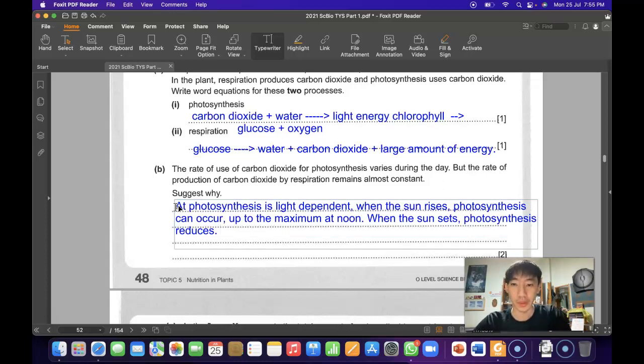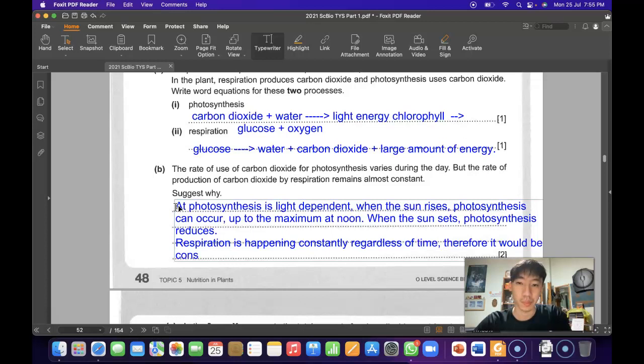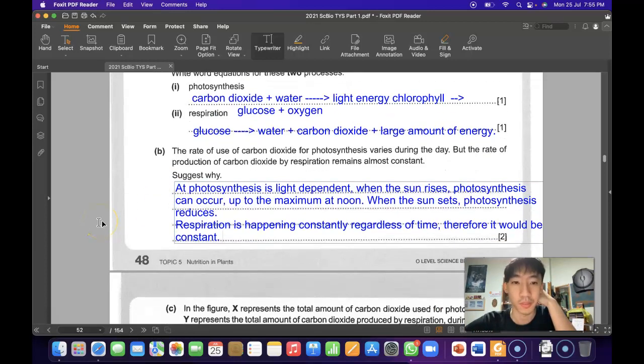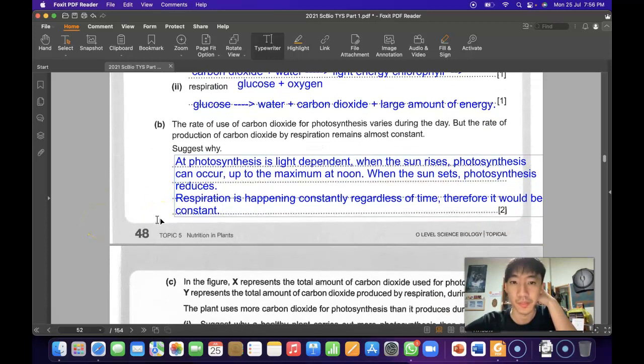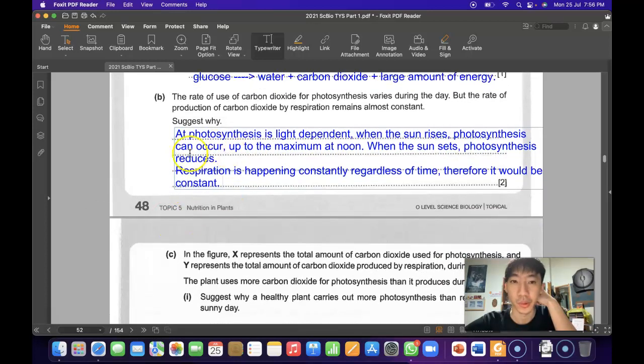Respiration is happening constantly, regardless of the time. Therefore, it will be constant. I mean, it's just logic lah.